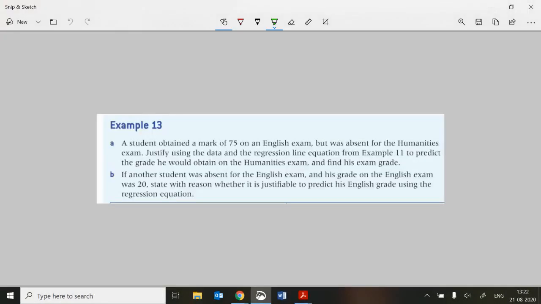This one says, a student obtained a mark of 75 on an English paper, but was absent for the humanities exam. Justify using the data and regression line from the previous example to predict the grade he would obtain on the humanities exam, and find his exam grade. Predictions of exam grades, when is that ever going to happen? So how do we do this? Well, we've got an equation now, y equals mx plus c from the previous part. So we just substitute 75 into this and we'll get an answer out for our y.